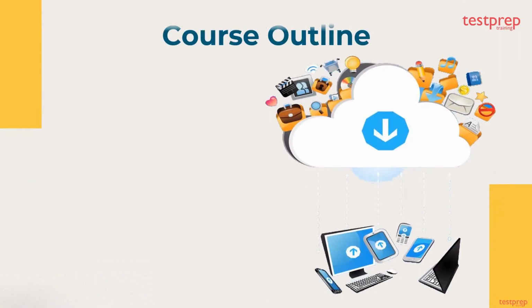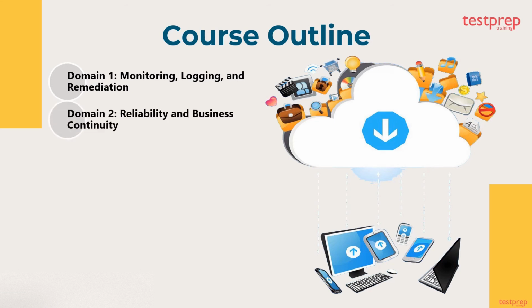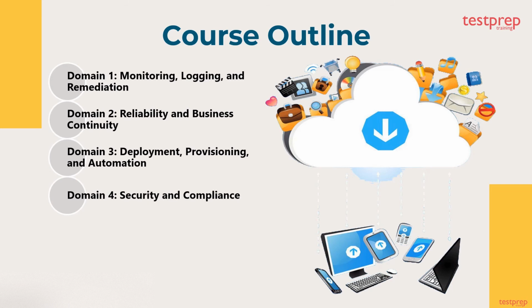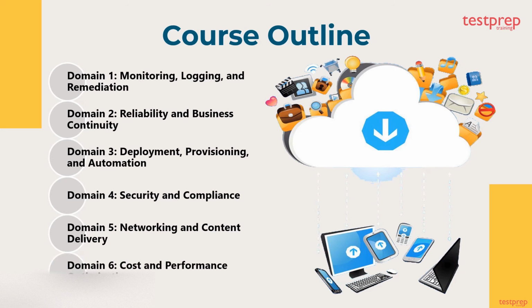Course outline. Domain 1, monitoring, logging, and remediation. Domain 2, reliability and business continuity. Domain 3, deployment, provisioning, and automation. Domain 4, security and compliance. Domain 5, networking and content delivery. Domain 6, cost and performance optimization.